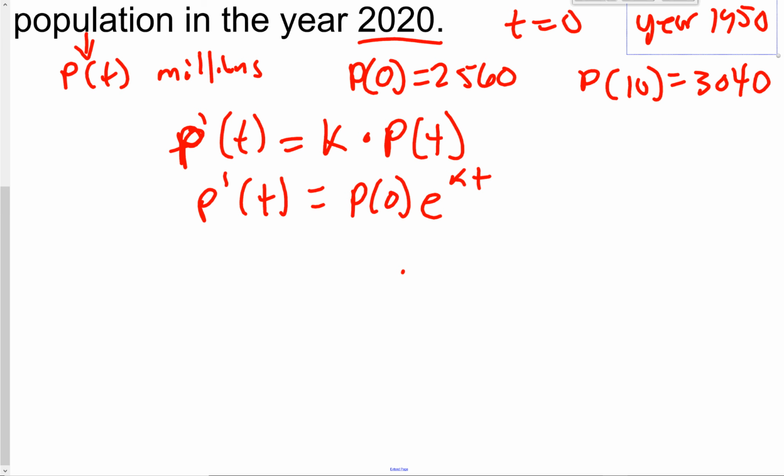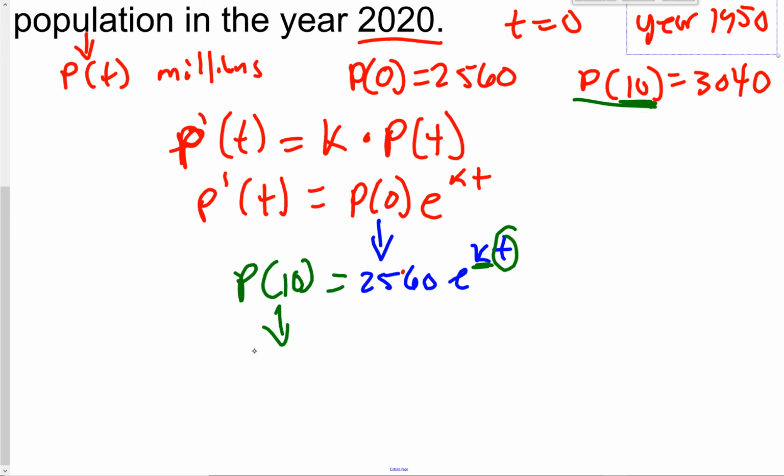Then we can enter our population at year 0, which is 2560 e to the kt. And now we can find the population at any given time. Well, not quite any given time. First, we actually need to solve for k. To do this, we need to plug in a t. We do have a second t, it's 10, and we know P of 10 is 3040 million.